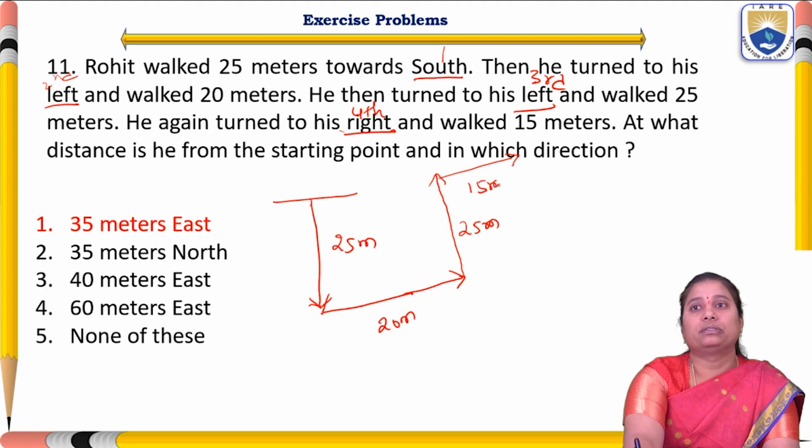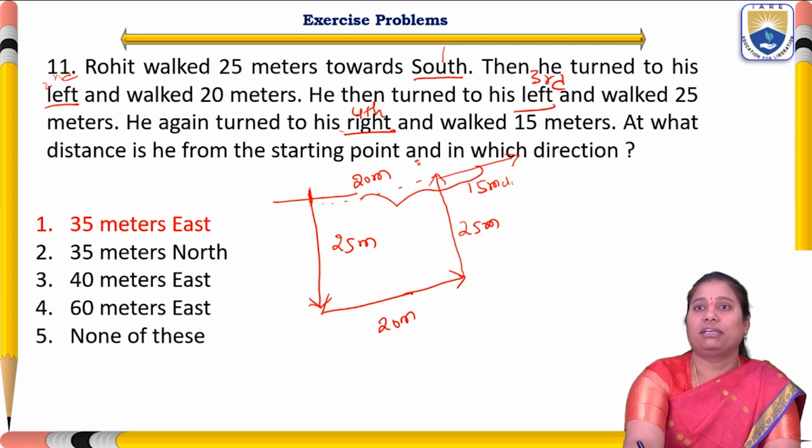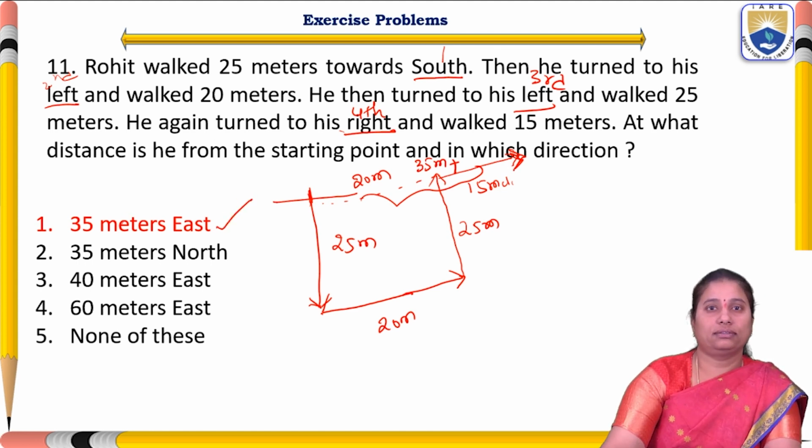15 meters. At what distance is he from the starting point? Taking the starting point here, parallel to this we can draw 20 meters and here it is 15 meters. 20 plus 15 is 35 meters. In which direction is he now? At the end he is in the east direction. So he is 35 meters in the east direction.